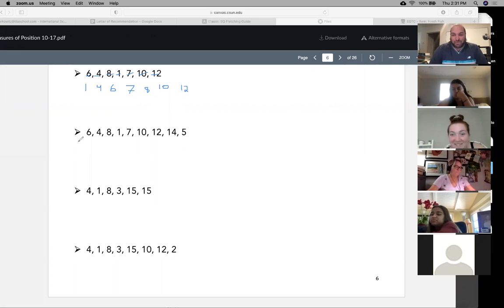All right, step 1, put them in order. 1, 4, 6, 7, 8, 10, 12. So the first thing you do is put them in order. Next thing you do is you find Q2, the one in the middle. If there's an odd number like there is here, then there is a middle. What's the middle? 7. So Q2 is equal to 7.